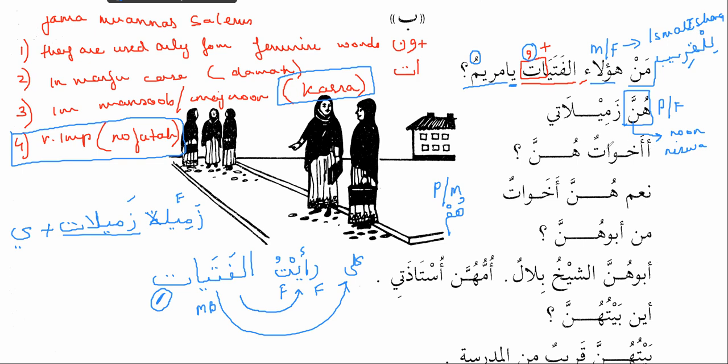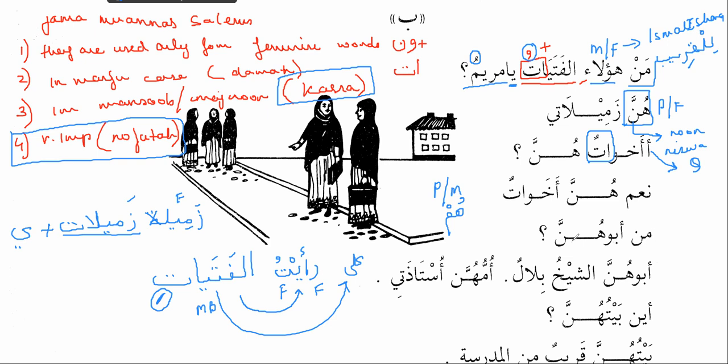A akhawatun hunna. So this is the interrogative questioning. Are they your sisters? A akhawatun. So the plural of ukht is akhawat. See the alif and ta. This is the plural of ukht. Hunna, are they your sisters? Naam. Hunna akhawatun. Yes, they are sisters.